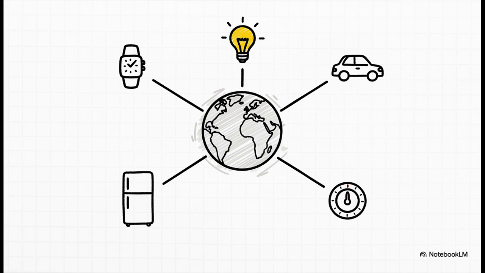And why on earth do we need so many? Because of this thing called the Internet of Things. It's not just about computers anymore, right? Your smartwatch, your smart fridge, your car, everything needs to get online. And IPv6 makes sure there's a unique address for every last one of them.